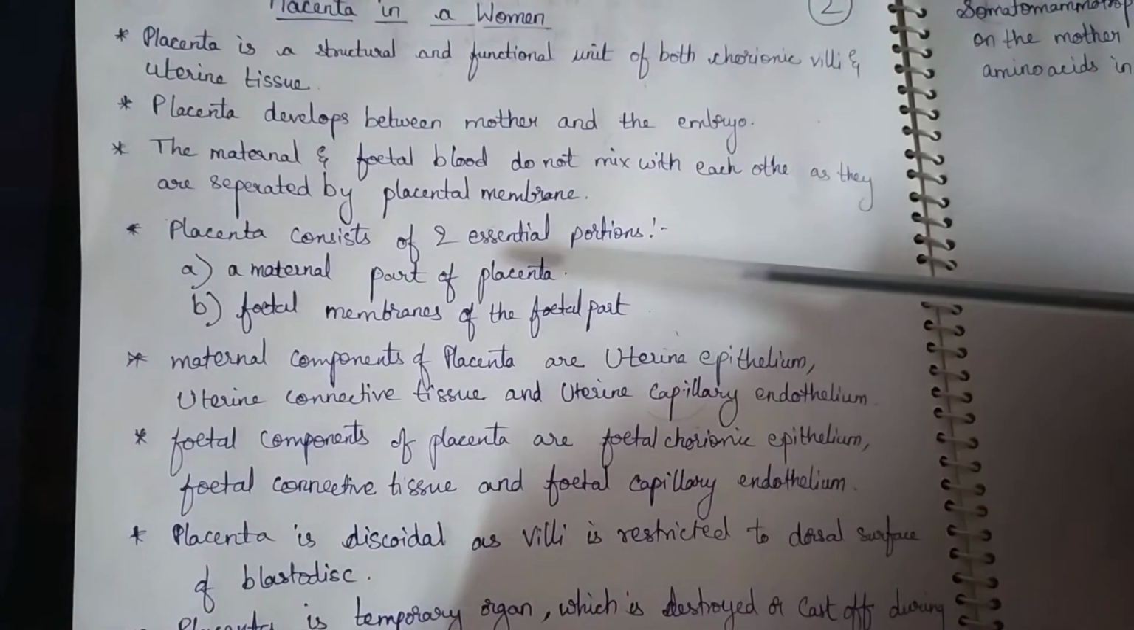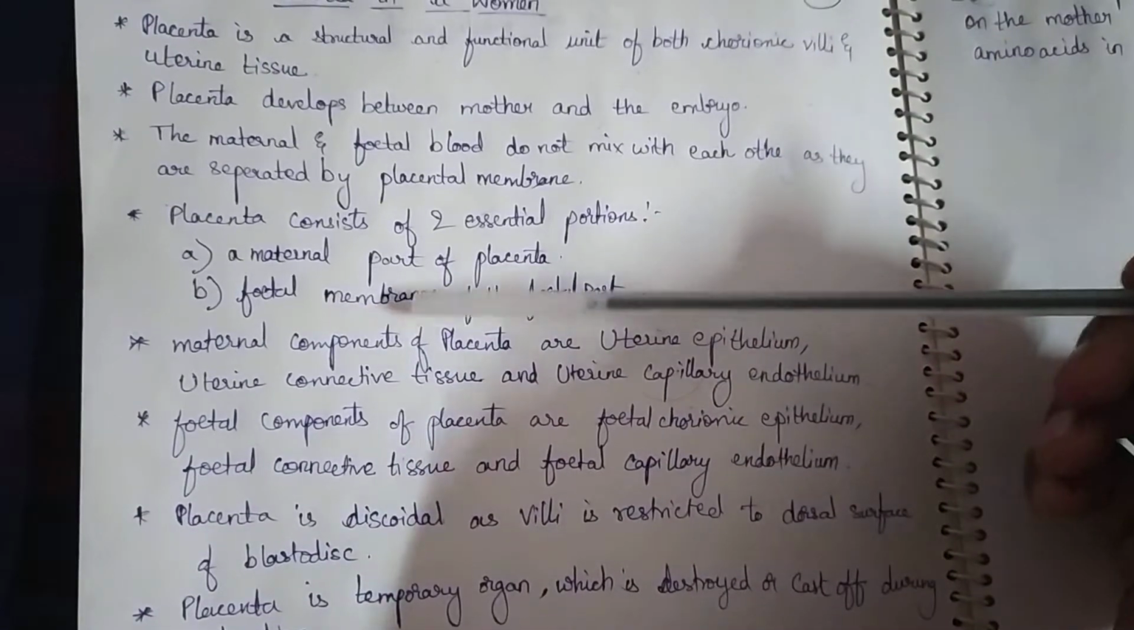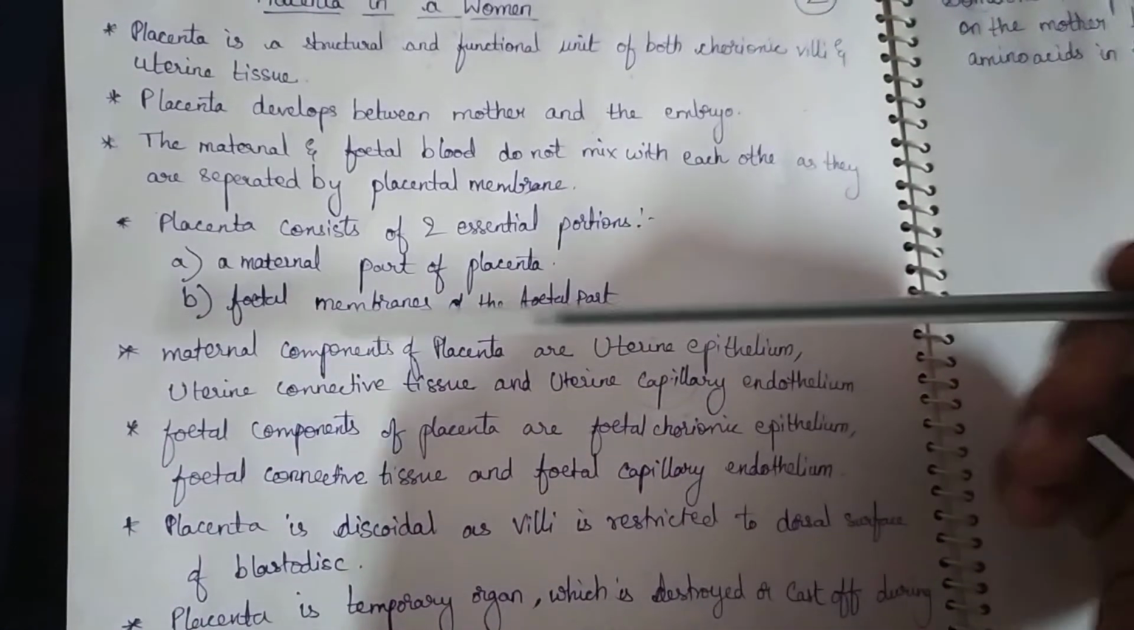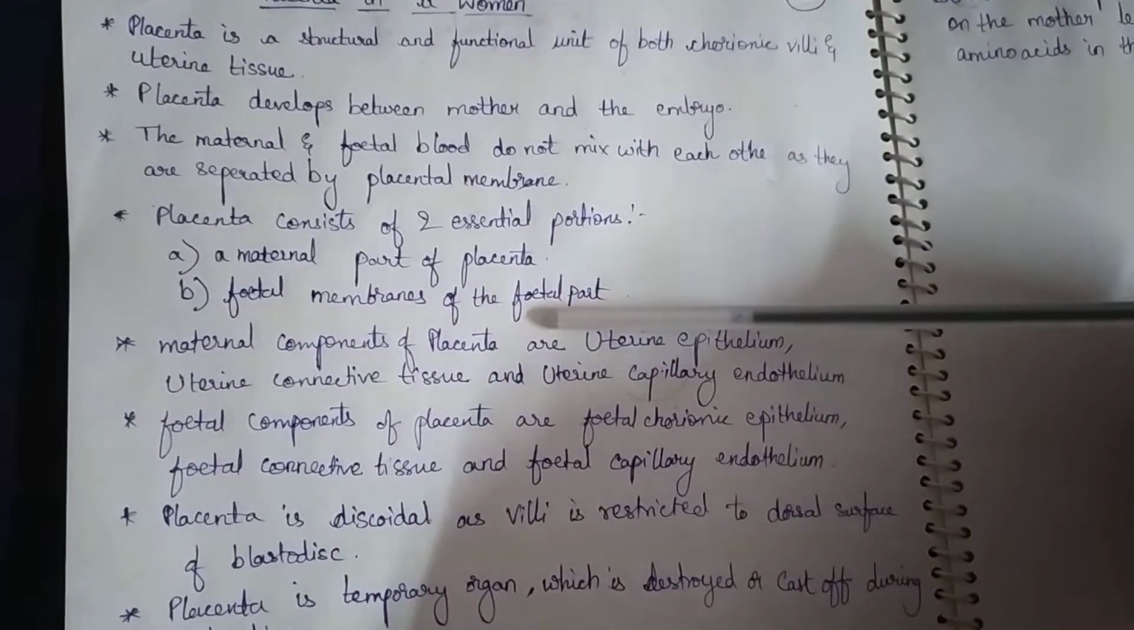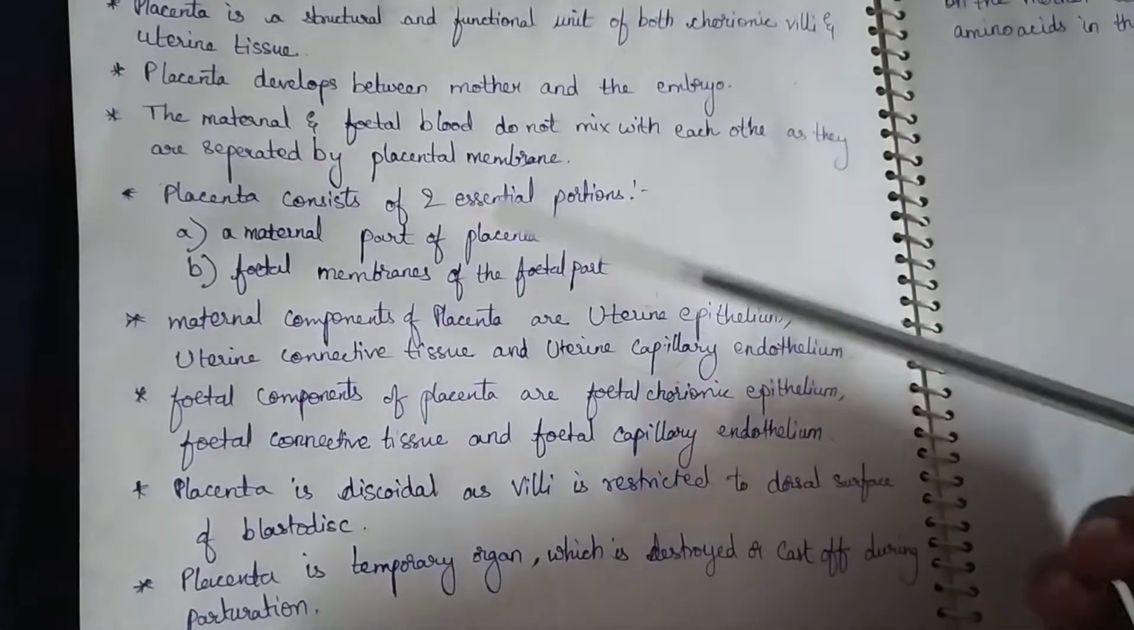Placenta consists of two essential portions, a maternal part of the placenta and the fetal membranes of the fetal part. Maternal part and fetal part.